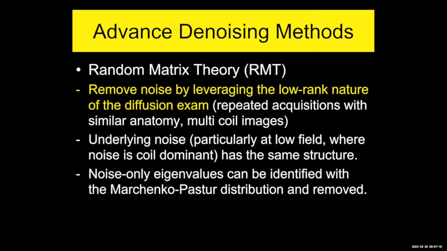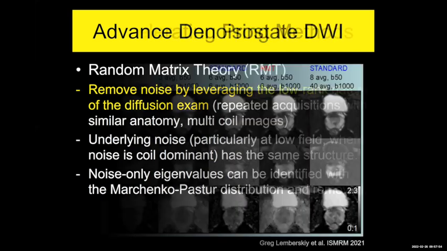Another way that we've been improving and accelerating our diffusion imaging is random matrix theory based reconstruction. Here we are removing noise by leveraging the low rank nature of diffusion exams. Diffusion imaging is performed with multiple b-values and multiple directions, so multiple images. The underlying noise has the same structure for these acquisitions, and we can exploit that to identify the noise-only eigenvalues and remove them using the MP distribution. And just to show you some examples of that here.